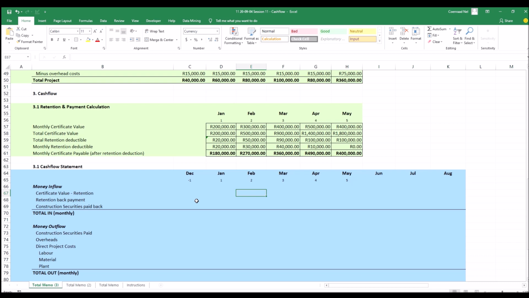But it's not going to be my full certificate. It's going to be my certificate minus my retention, which I've worked out at the top. So this value is going to be my January certificate minus my retention, which is the 180,000 that I have over there. Good. Now you can drag that on. You're going to see we get our last payment 1 month after the project finish, in June.